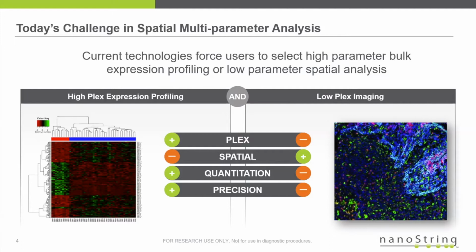What we've been able to do with the digital spatial profiler is leverage our knowledge in bulk expression profiling with our nCounter system and marry that with an imaging platform that can now do high-parameter analysis of both protein and RNA from a single slide.